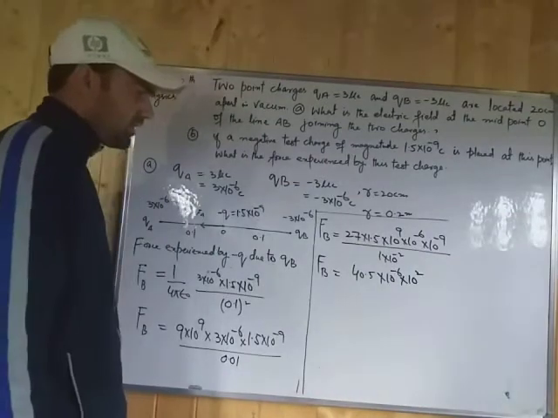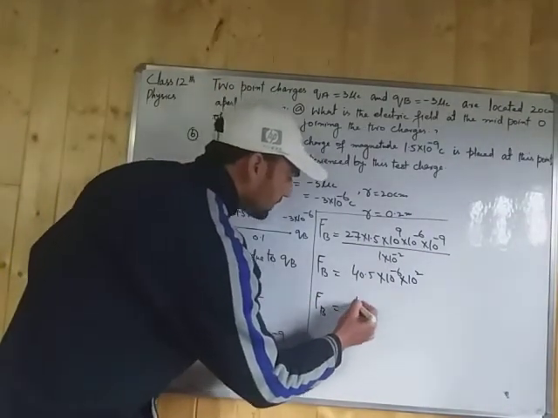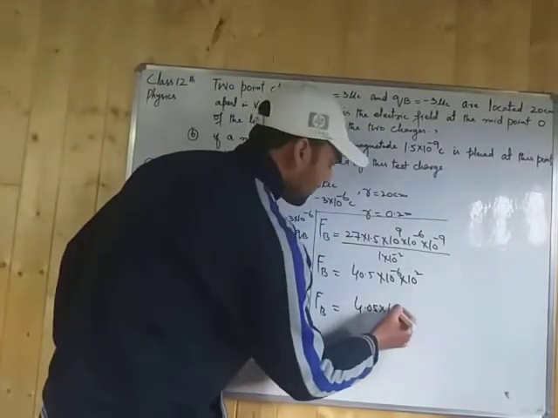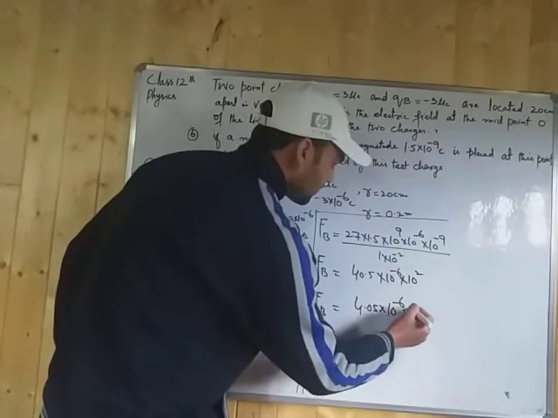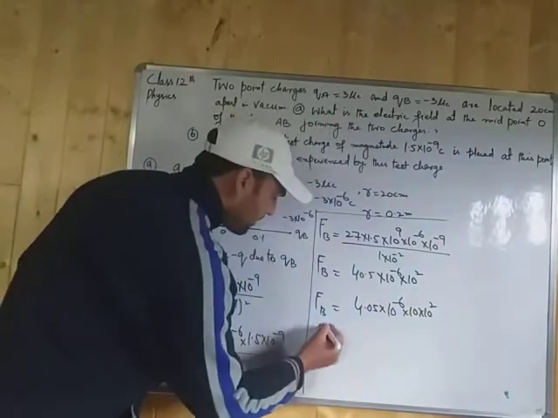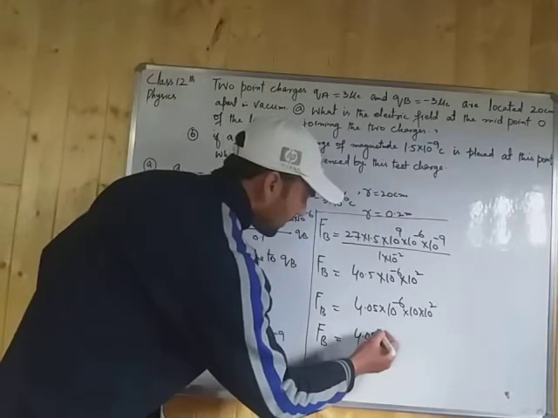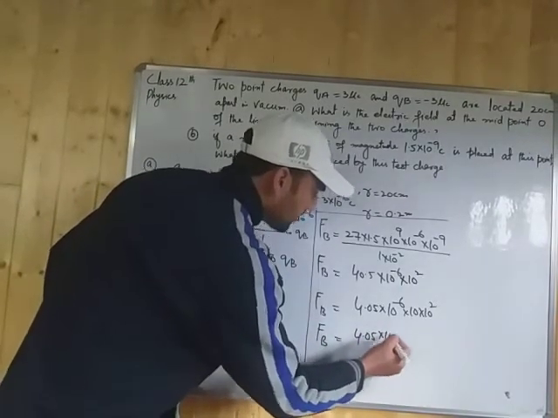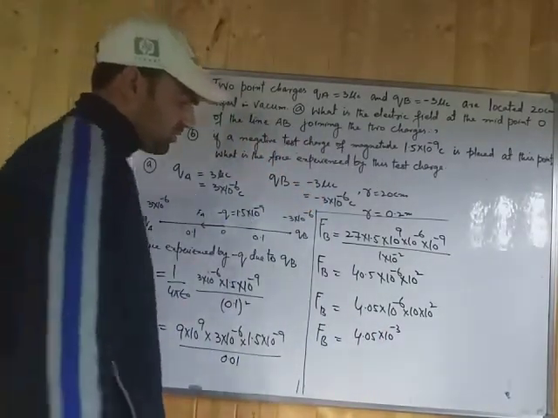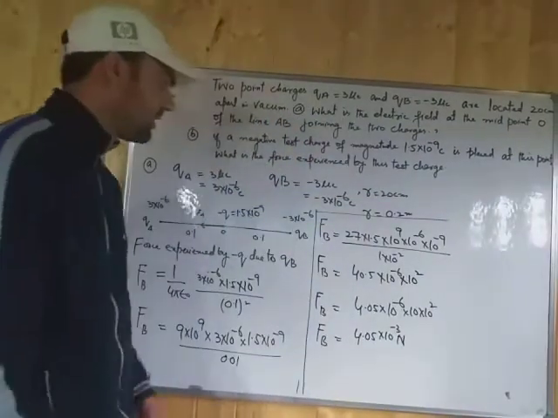So we can write fb is equal to 4.05 into 10 raised to power minus 6 into 10 into 10 raised to power 2. So fb is equal to 4.05 into 10 raised to power minus 3. The unit of force will be Newton.